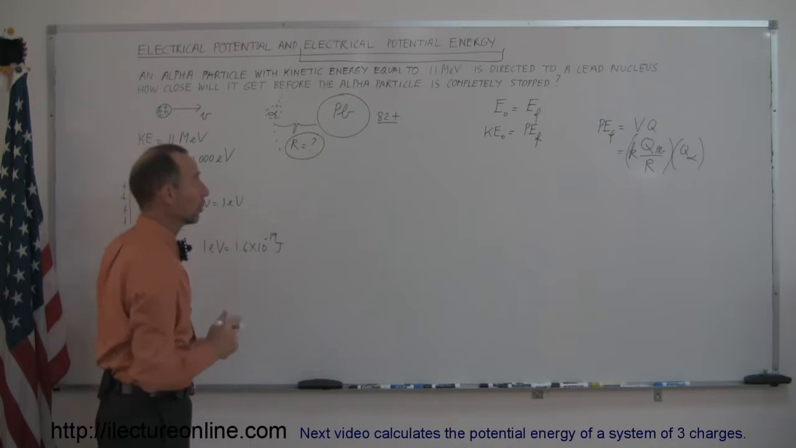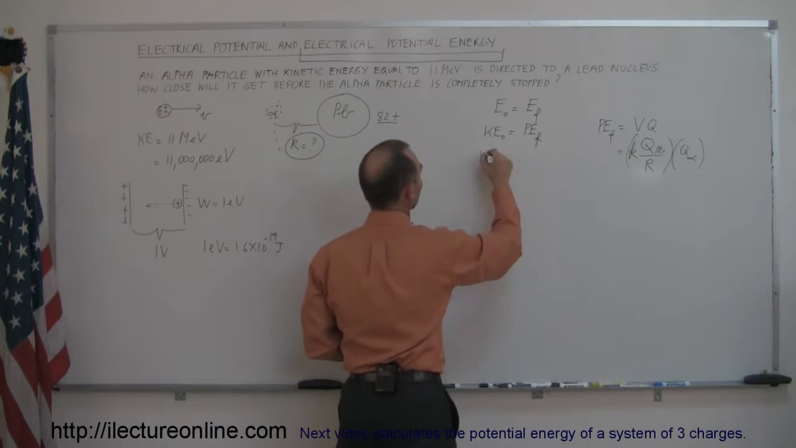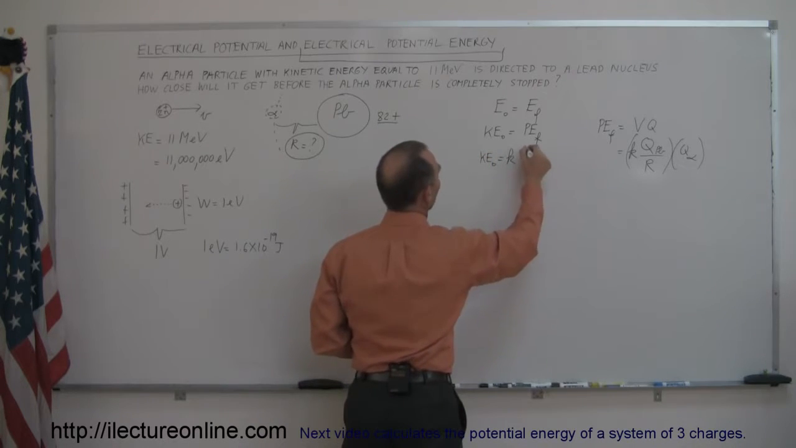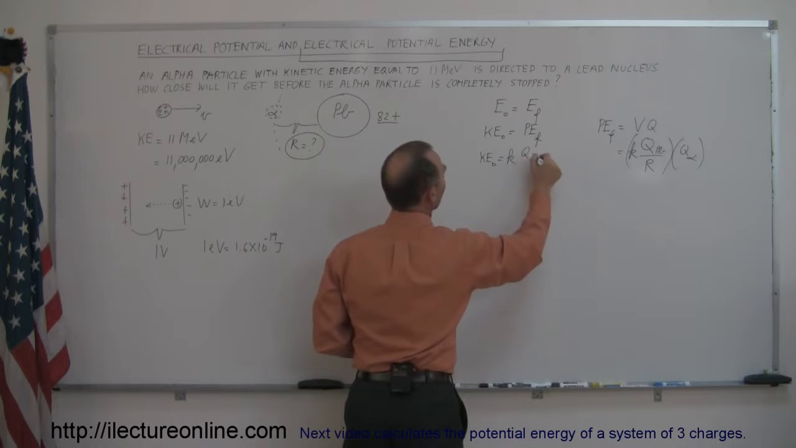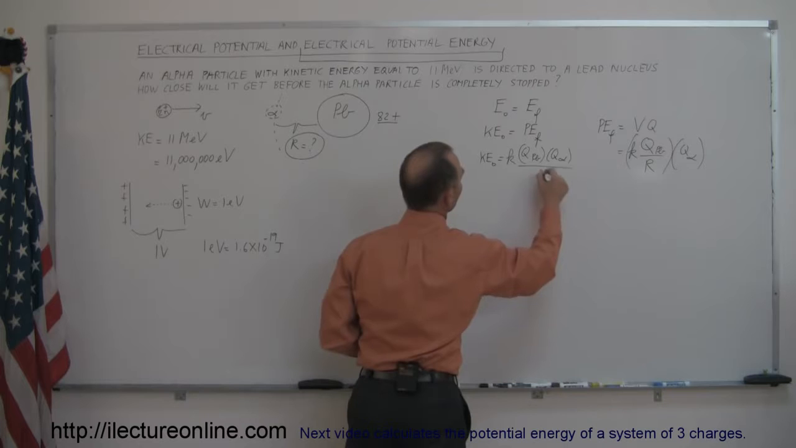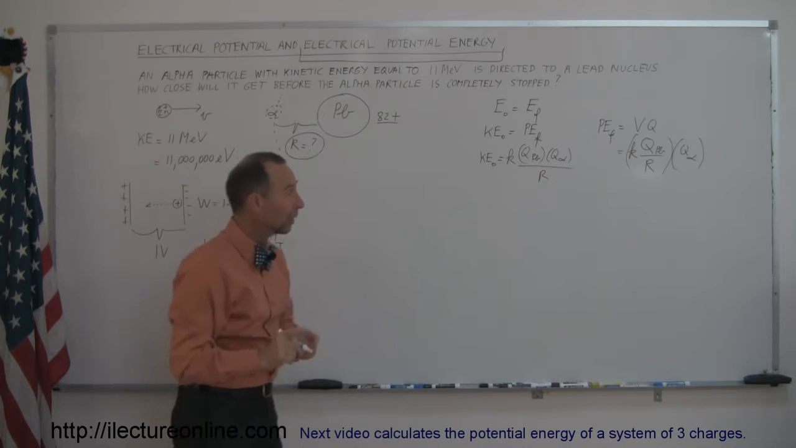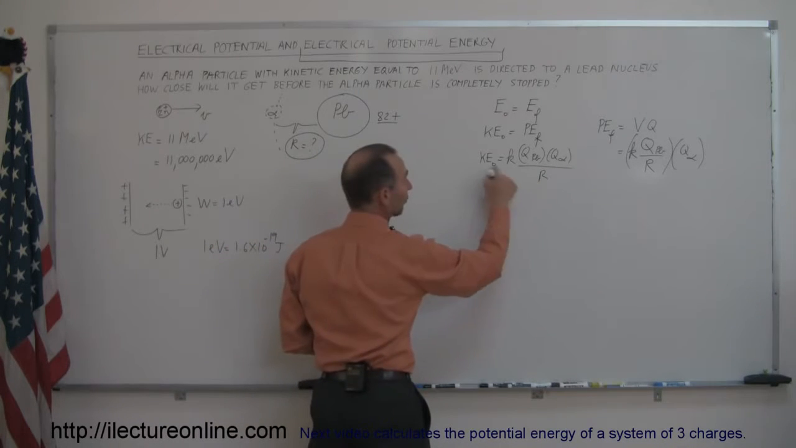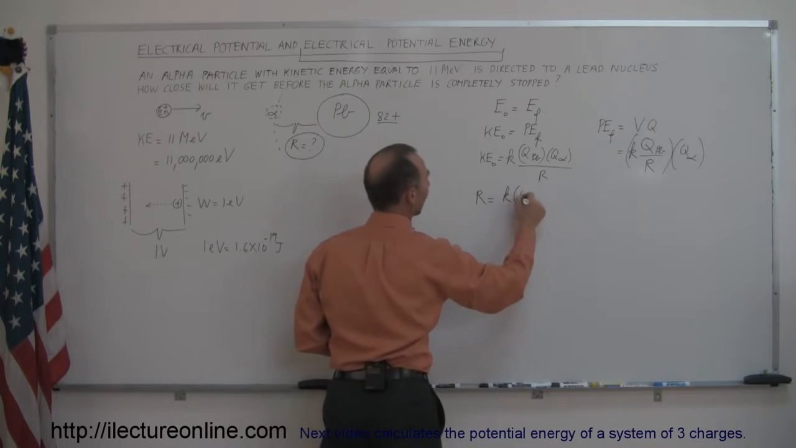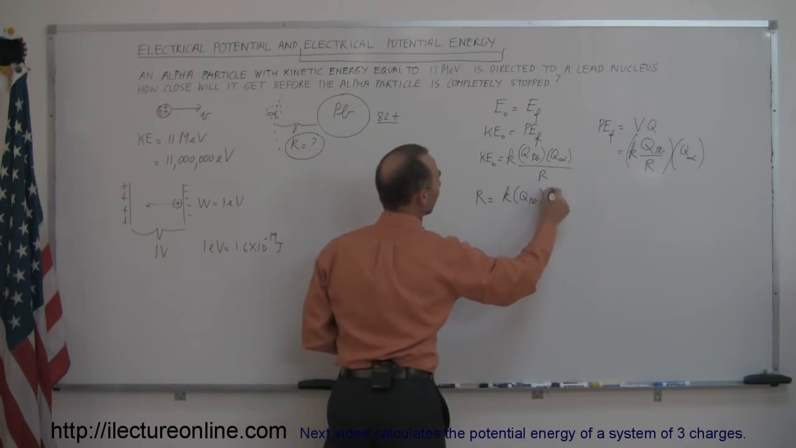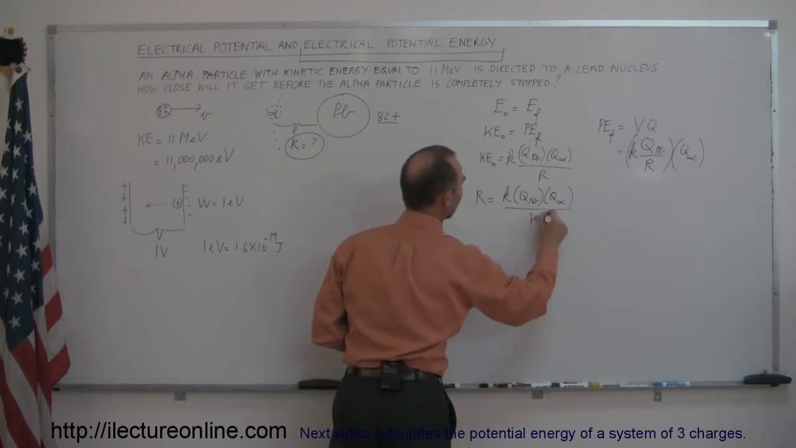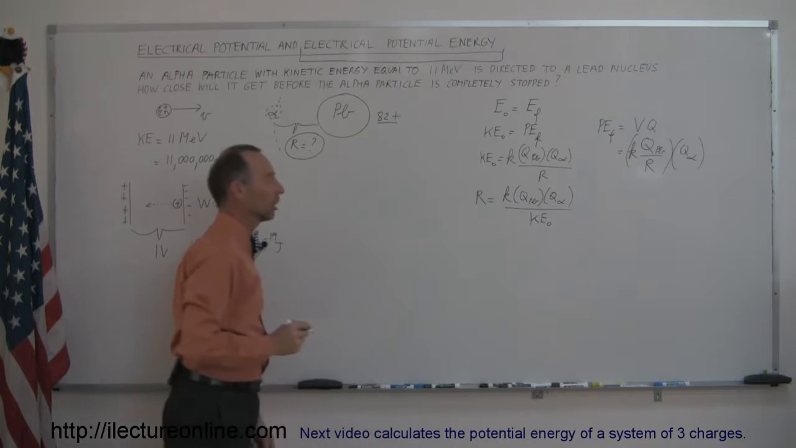So plugging that into the equation, we can then say that the initial kinetic energy is equal to K Q of the lead times Q of the alpha particle divided by the distance between them. And since that's what I'm looking for, I'm going to solve this equation for R. So the distance R is equal to K times Q of the lead times Q of the alpha particle, all divided by the kinetic energy that it has initially.